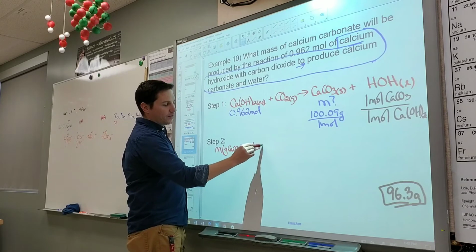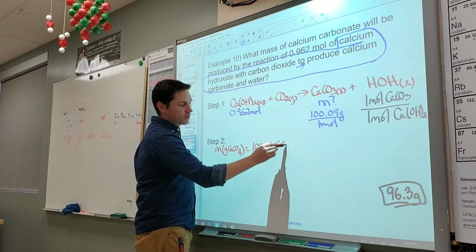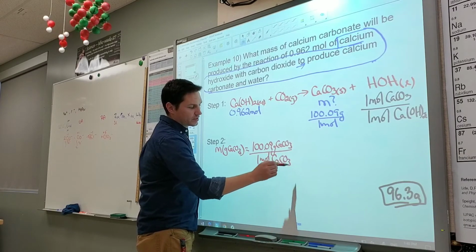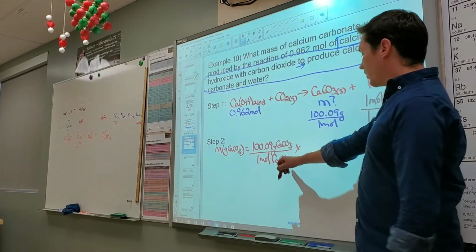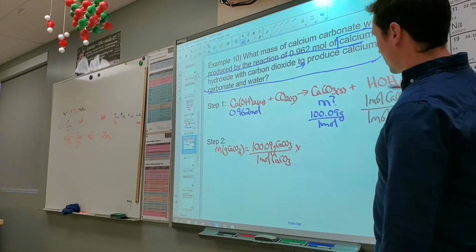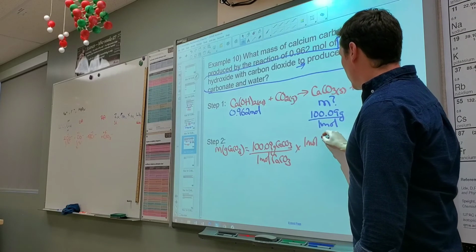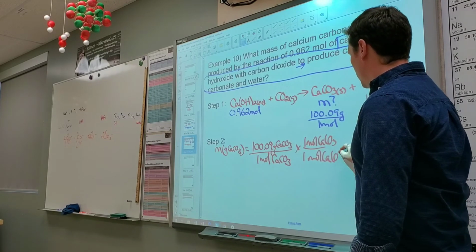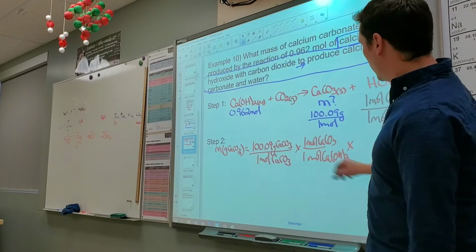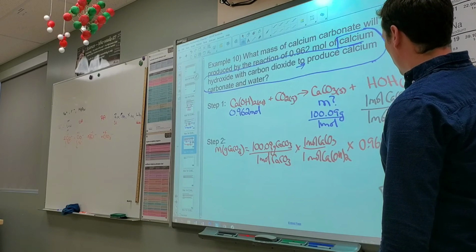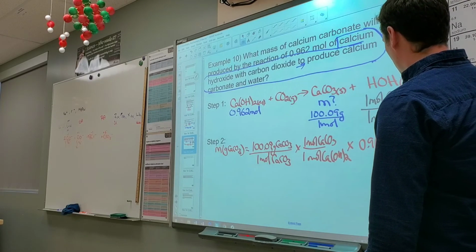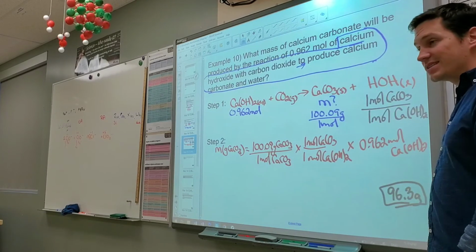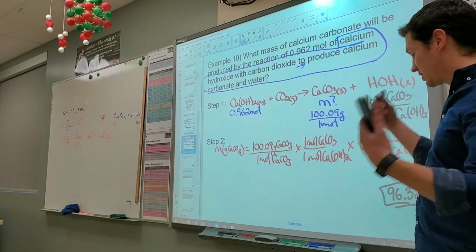So we can start with 100.09 grams of calcium carbonate over 1 mole of calcium carbonate. Then if we want to get rid of moles of calcium carbonate, we're going to use our molar ratio. 1 mole calcium carbonate for every 1 mole of calcium hydroxide. And we know we have 0.962 moles of calcium hydroxide. So when you put this into your calculator, hopefully you get 96.3 grams, do you? Yes, perfect, no problem.